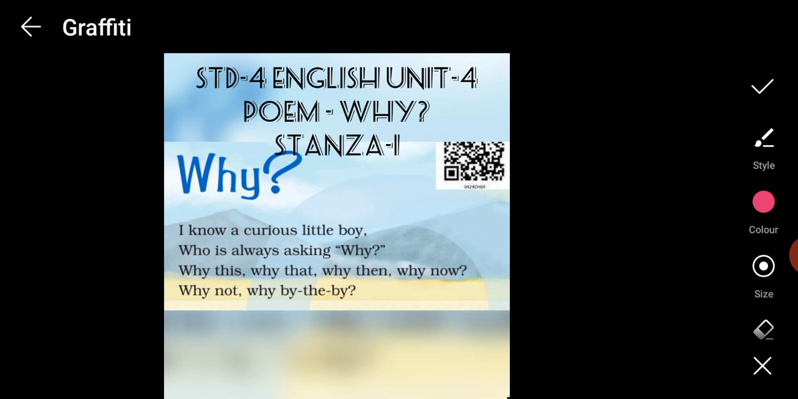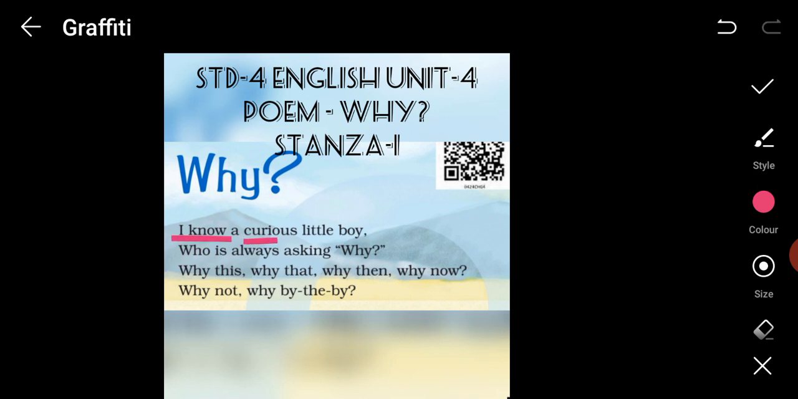This unit is divided into two parts. The first part is the poem and the next one is a lesson. Name of this poem is Why. This poem is divided into 4 stanzas. So here is the first stanza. Name of the poem is Why, and now we shall read the poem first.